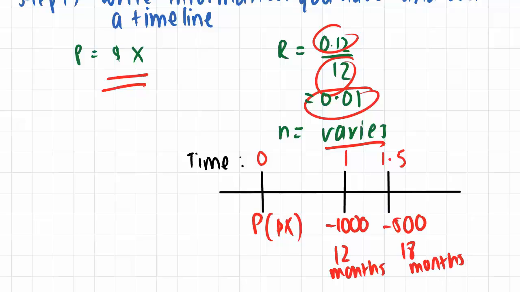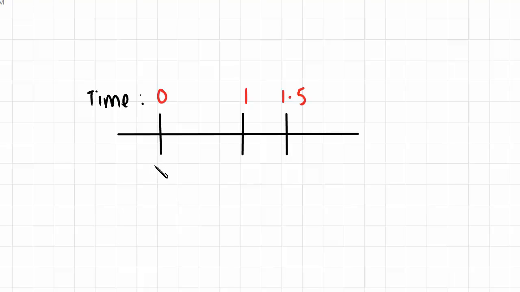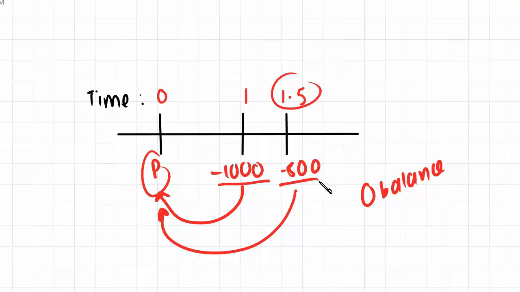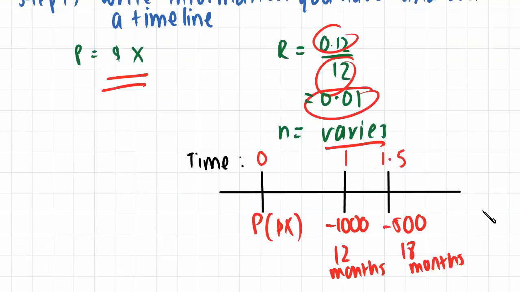So then if we translate that over, we have P, minus 1,000, minus 500, and what we're trying to do is discount everything back to here so we know the principal amount that we need to put into our bank account so that by the end of year 1.5, or in 18 months time, we'll have a zero balance, okay? So our principal investment here should offset both these withdrawals, okay?